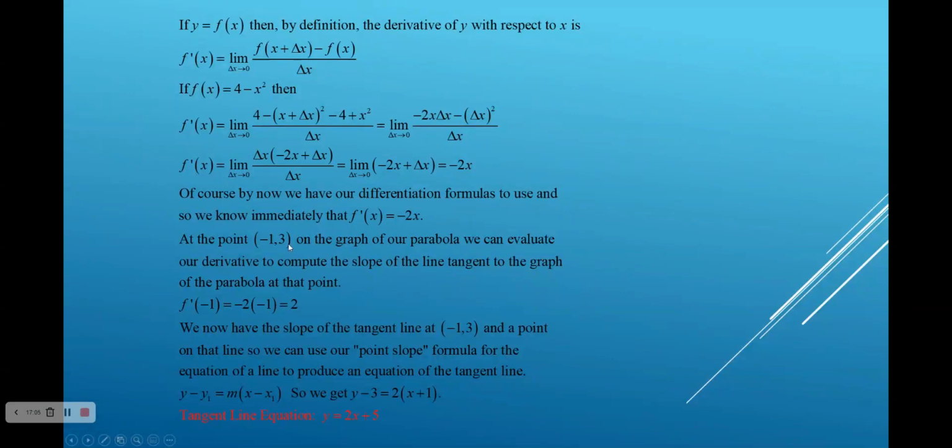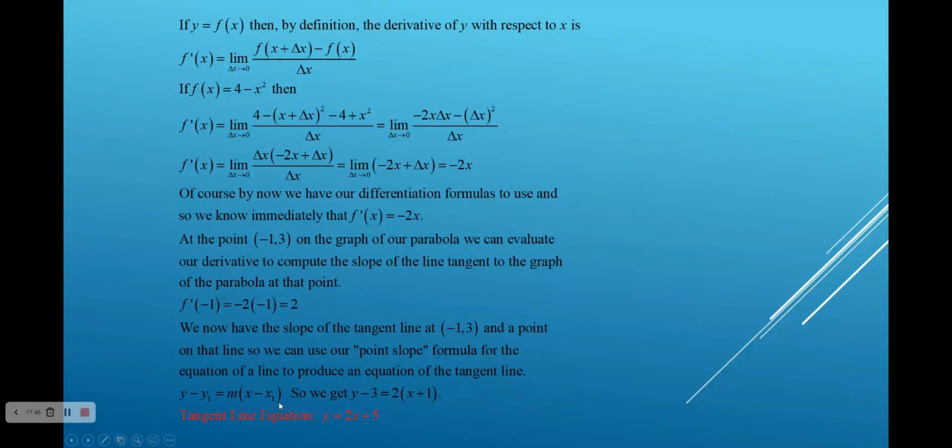So at the point negative 1, 3 on the graph of our parabola, we can evaluate our derivative by replacing the x with negative 1. Our derivative at that point, negative 1, 3, would be negative 2 times negative 1, or 2. Well, that means that the slope of the tangent line at the point negative 1, 3 is going to be 2. And of course, negative 1, 3 is a point on the tangent line, so you can use the slope of 2 and the point negative 1, 3 to substitute into your point-slope form for the equation of a line, which I've written down here.